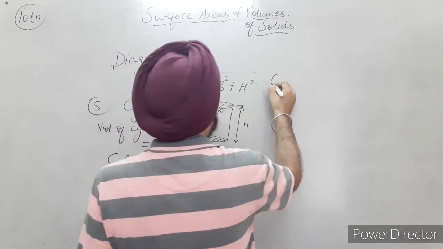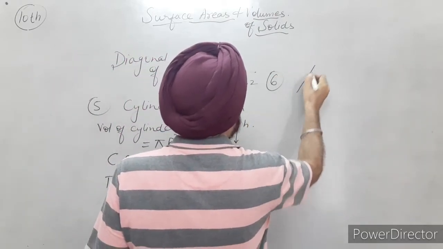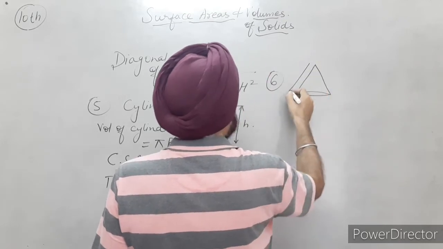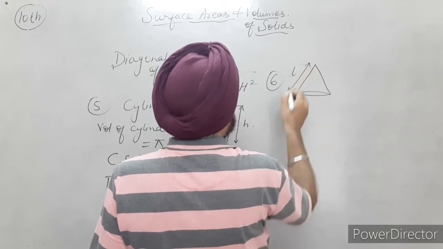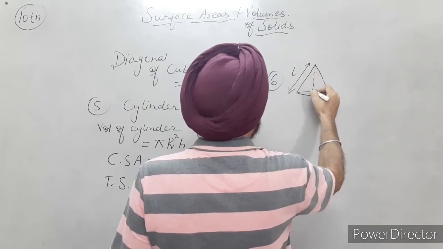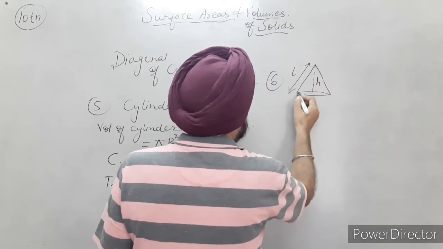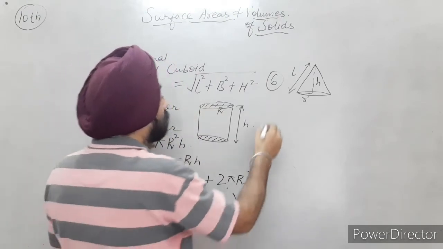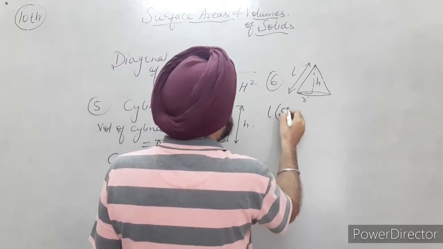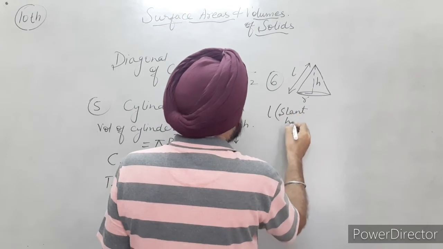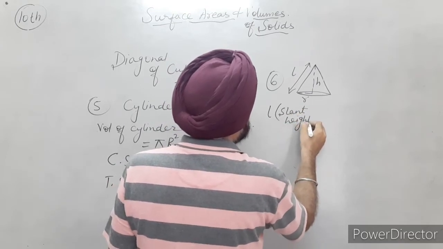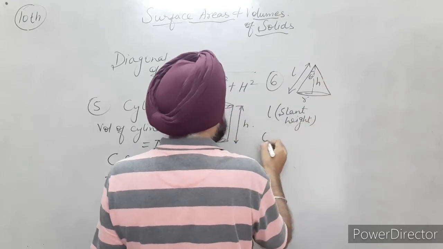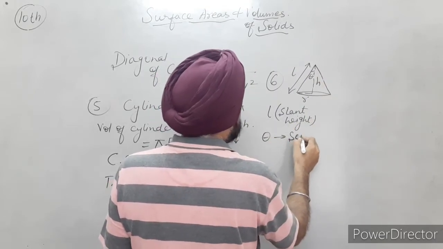Now the sixth one is a cone. This is called the slant height. This is the height of the cone. This is the radius of the cone. L is the slant height. And if this is the angle theta, then theta is called the semi-vertical angle.